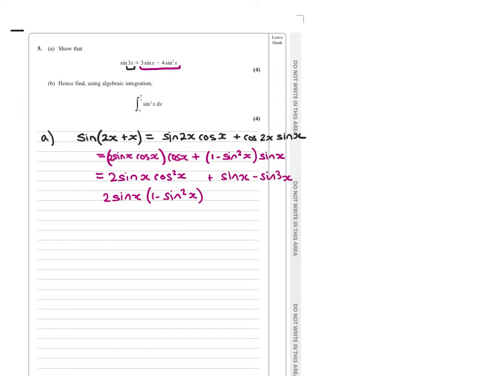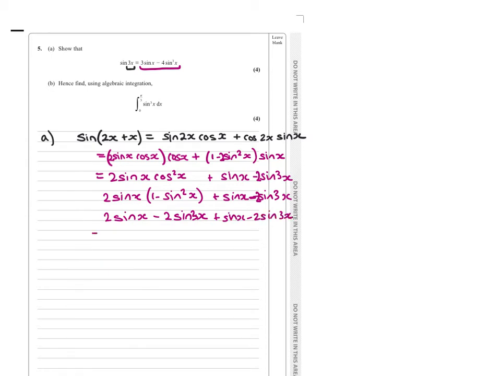Okay? 2 sine x times 1 is 2 sine x. 2 sine x times minus sine squared x is minus 2 sine squared x. Then we're going to have plus sine x minus sine, oh sorry, that's a cubed x. Okay, already I can see I've gone wrong somewhere, because I should be getting 4 sine cubed x. Is this supposed to be a 2 here? Yes, it is. So this is a 2. Perfect. So then I'm going to get plus sine x minus 2 sine cubed x.